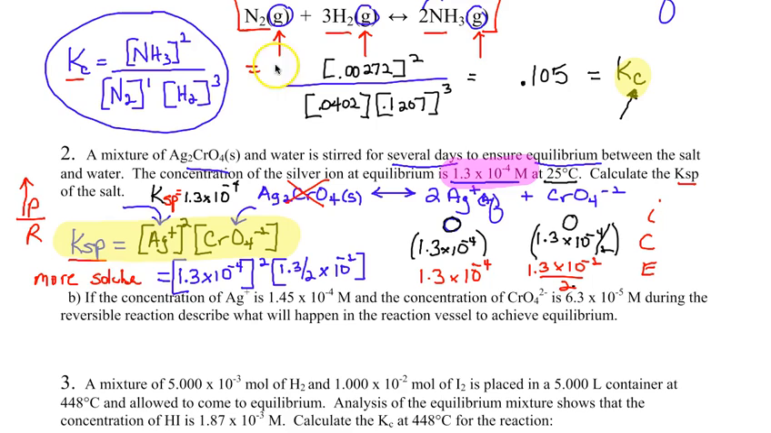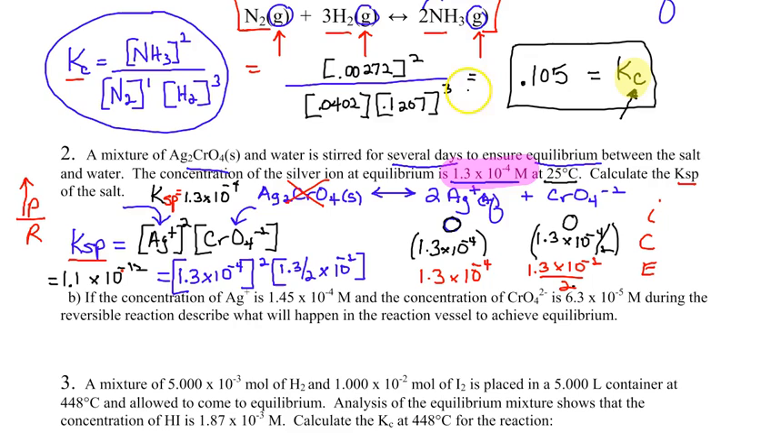And when you multiply them together, make sure you square that and then times it by 1.3 divided by 2 times 10 to the negative 2. If I'm not mistaken, and probably rounding, I get something close to 1.1 times 10 to the negative 12. And that's my KSP value. So we would say the equilibrium constant value, just like we did up here, KC was equal to 0.105. We're going to say KSP is equal to 1.1 times 10 to the negative 12.